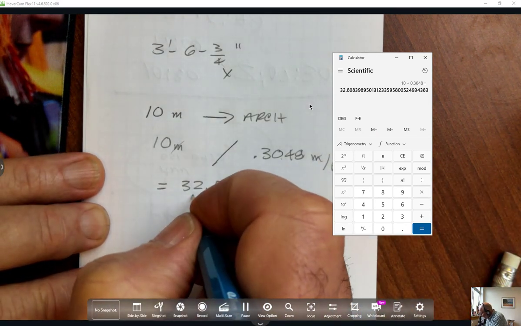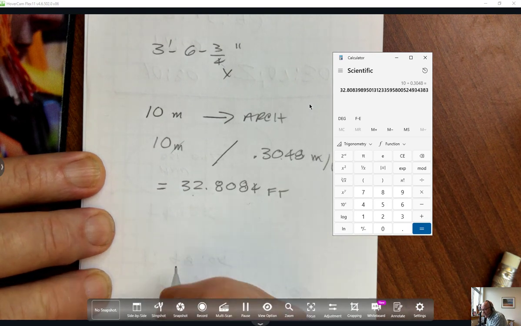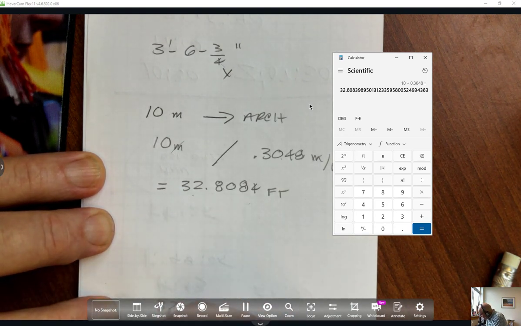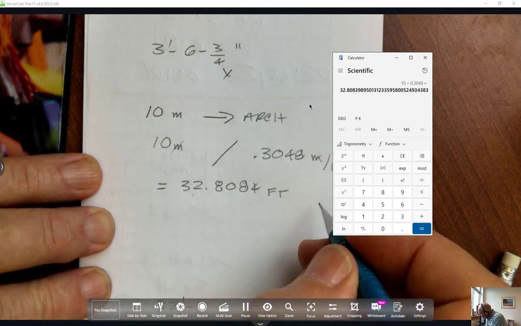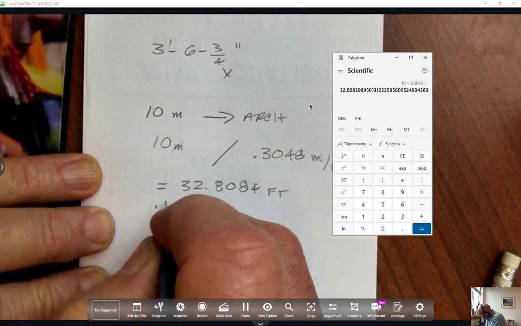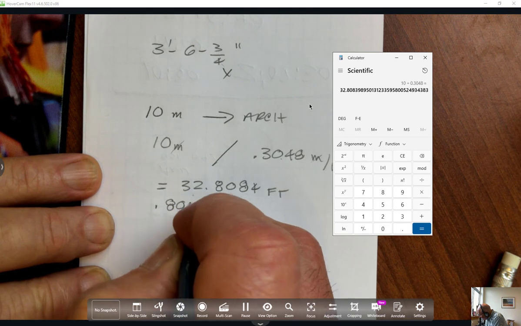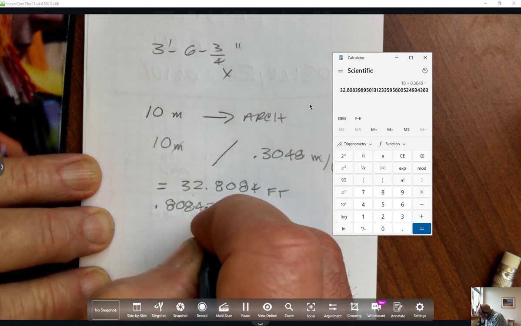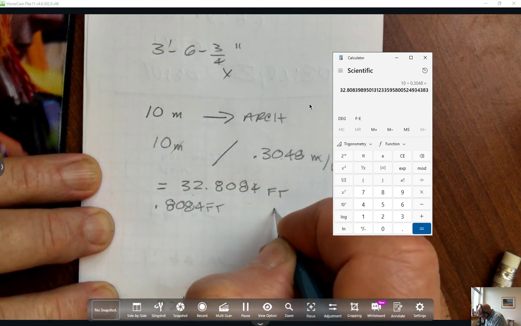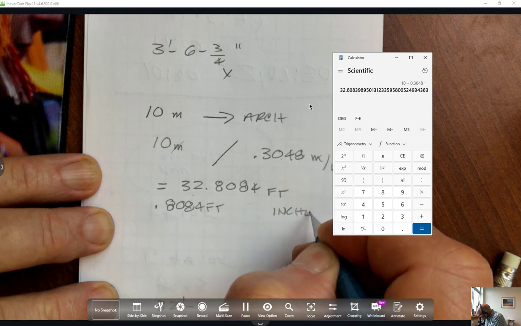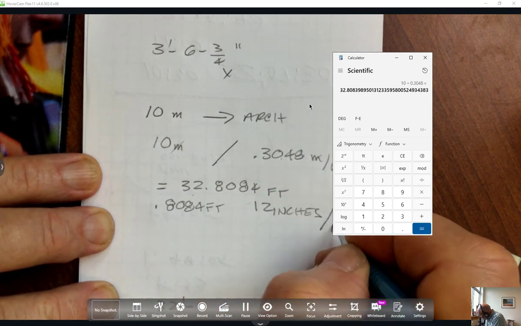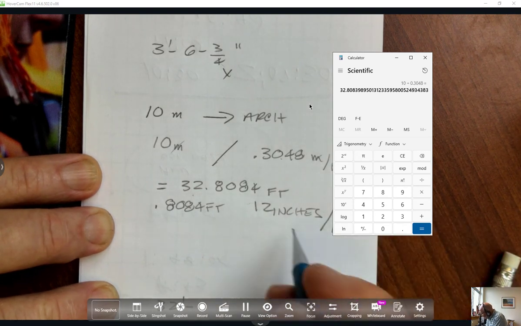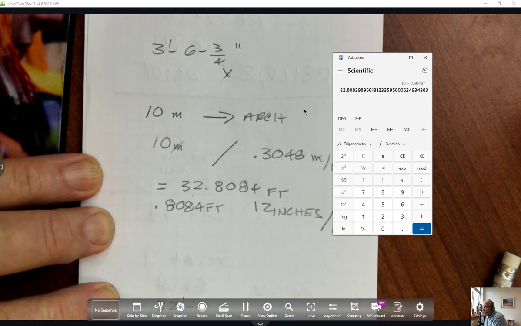Well, we already know it's 32 feet. So we can just write that down here as 32 feet dash. Now we need to have the inches and fractions of an inch. So what we need to do is to convert 0.8084 feet into inches. We know that there are 12 inches per foot. So what do we do? Multiply 12 times that number.